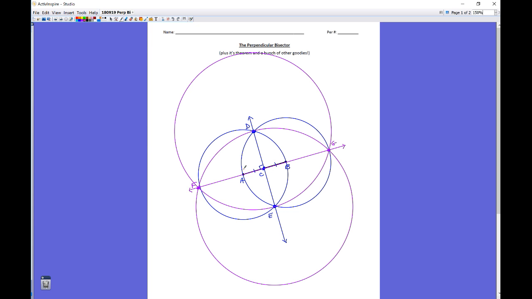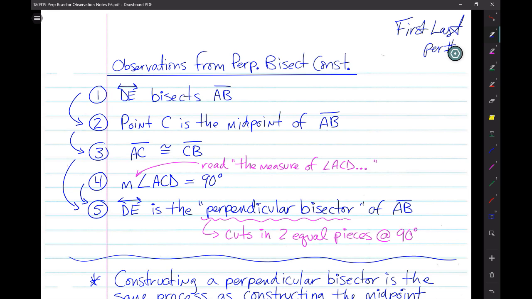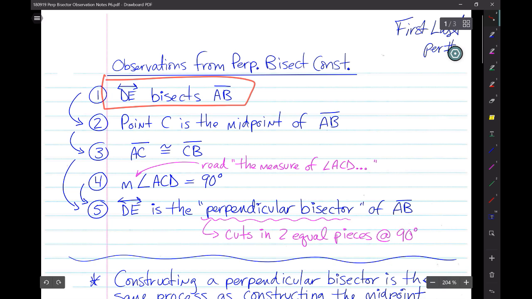We verified that with our protractor. Then we started to write some of this stuff down over here, and one of the things I mentioned to you was the importance of being able to make a logical flow of an argument, like a legal case, right? I've gathered this piece of evidence, and this piece of evidence, and this flows from here, and so in the end I can make this concluding statement. So we talked about the fact that here you can see that DE bisects AB.